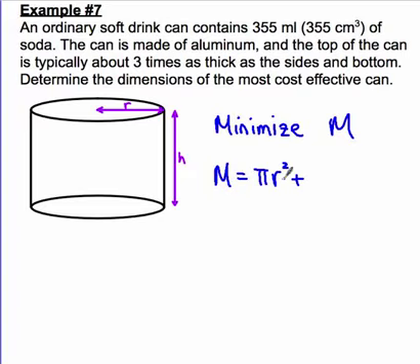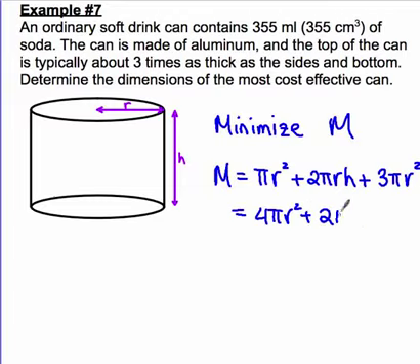We've got the lateral area of the side of the can, and that is 2 pi r h. Then we've got the area of the top of the can, which is pi r squared, but we can think of this as being 3 of those pi r squareds because it's 3 times as thick. So we think of 3 layers, the same as the bottom. So that's 3 pi r squared. And so my equation becomes 4 pi r squared plus 2 pi r h.